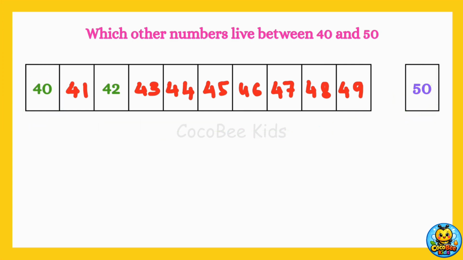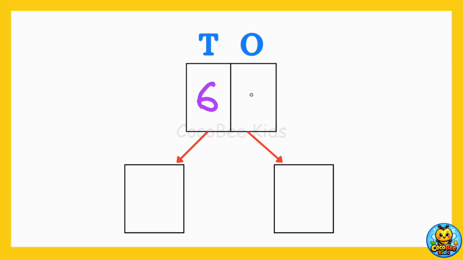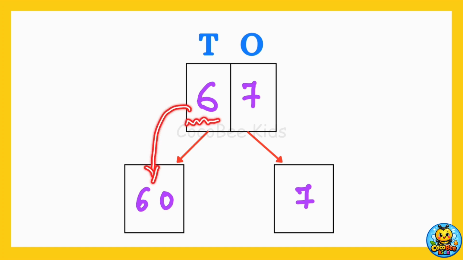Let's take some more examples. Now we have the number 67. Which numbers do you hear when we say 67? 60 and 7. So tell me, 67 belongs to which family? It belongs to the 60s family. The tens digit of a number tells us the family of that number. Here we have 6 in the tens place and 6 tens are 60. So 67 belongs to the family of 60s.